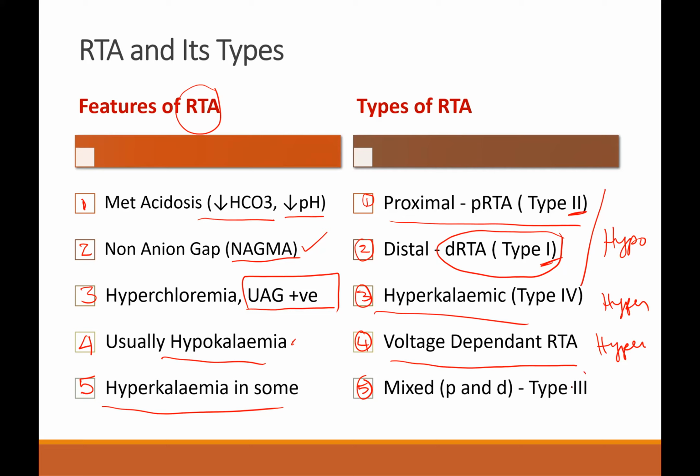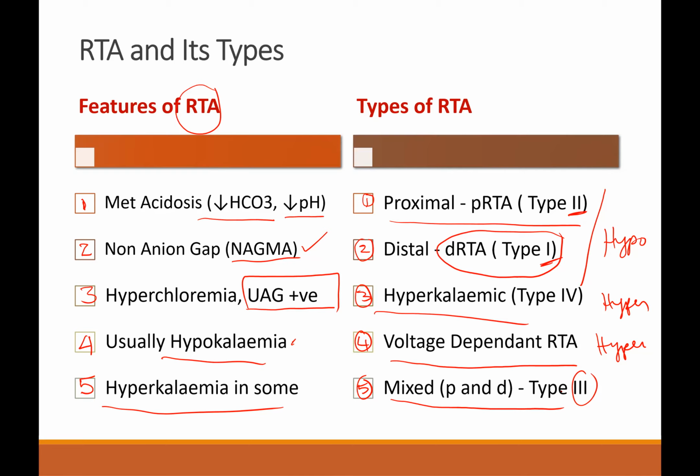What is then type 3? Why is type 3 not there? Yes, there was a type 3, which they thought was a mixed P and D. Now it is almost very rare and nobody considers type 3 RTA. If at all you see it in some books, it is nothing but a defect in the proximal tubule as well as in the distal tubule. That is also called the mixed P and D, proximal and distal RTA. That is called type 4 RTA.